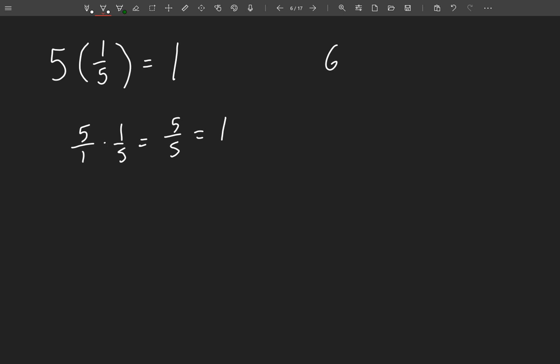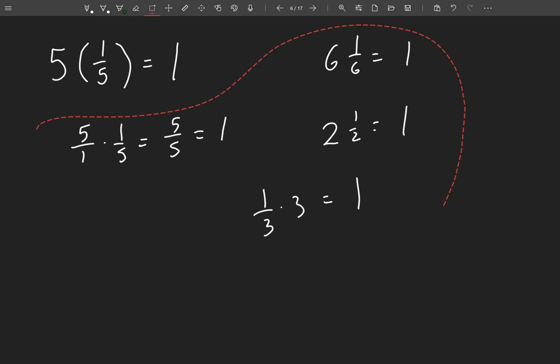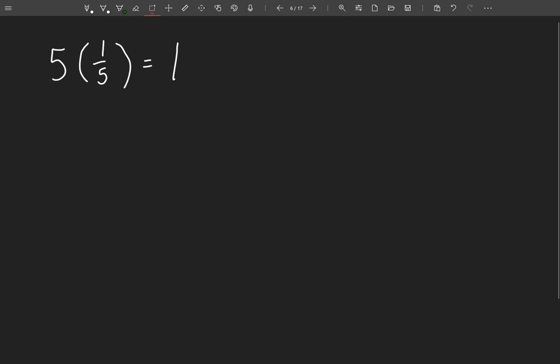And this works with any fraction like that. So 6 times 1/6 also gives me 1. 2 times 1/2, 1. You can do it the other way around: 1/3 times 3 is also going to give me 1. So in all of these cases, when you multiply these two numbers together, you get 1. This concept has a name. These two numbers that I'm multiplying together are called inverses of each other.